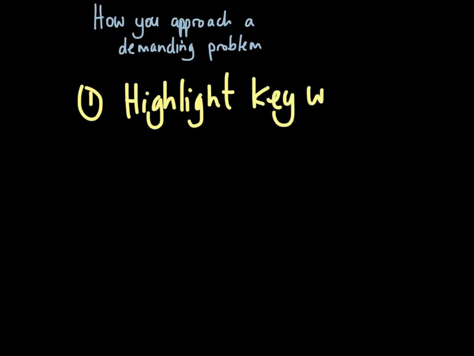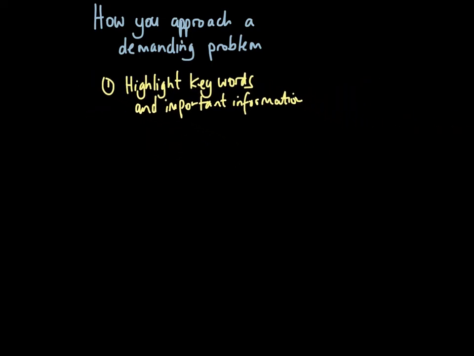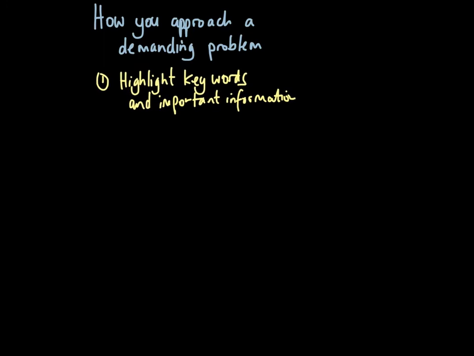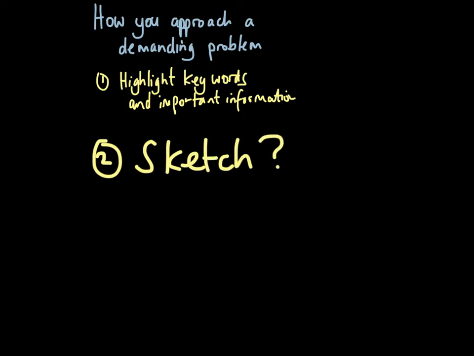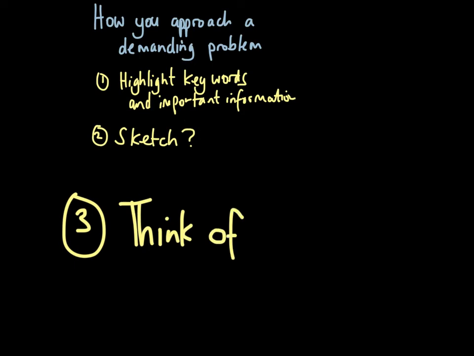The first thing I did was highlight any keywords and important information, like what it was asking me to do, the fact it gave me a diameter, the fact that it had a perpendicular line in there. Key things that are going to help me with the problem. The second bit is I did a sketch. Obviously, you're not always going to be able to do a sketch, but if it's a coordinate geometry problem, you definitely want to have a sketch because it makes it a lot easier. So if ever possible, always do a sketch.